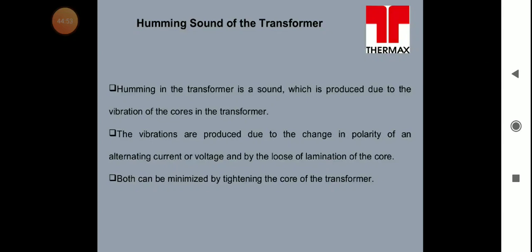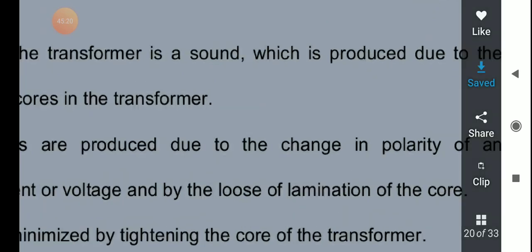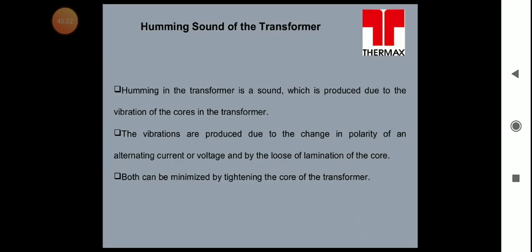If you tighten that, we can eliminate the humming sound of the transformer. Generally in practice we can see this type of sound at the transformer on the pole. We can see some humming sound. Why does this humming sound occur? Because the core is loose. If you tighten the core, this type of sound may reduce.